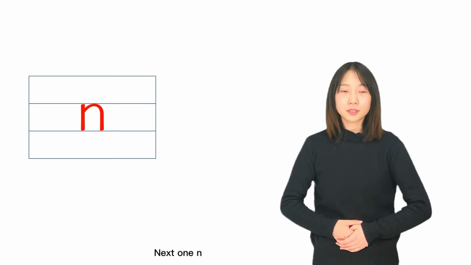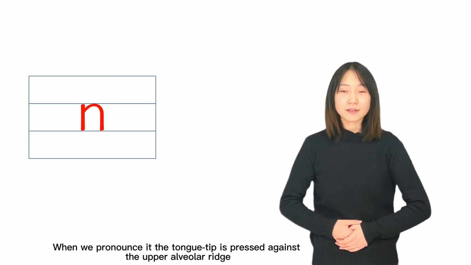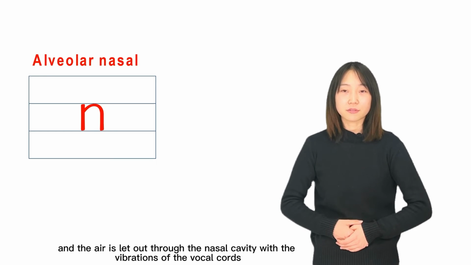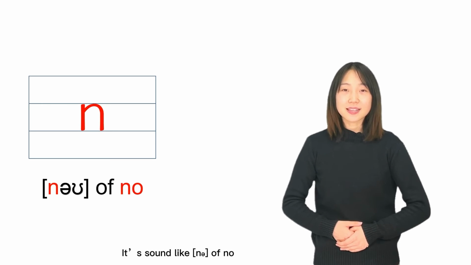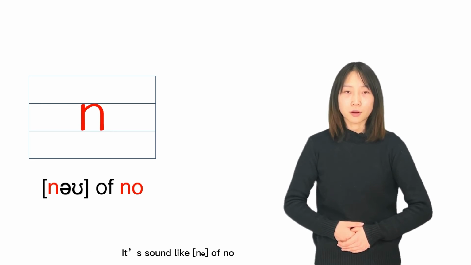Next one, ne. Ne is an alveolar nasal. When we pronounce it, the tongue tip is pressed against the upper alveolar ridge, and the air is let out through the nasal cavity with the vibrations of the vocal cords. It sounds like N of no.